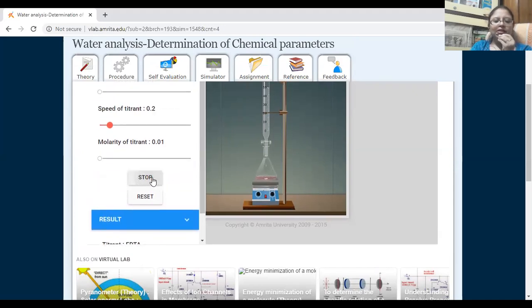Now you are starting the titration. When it turns blue, I'll stop the titration over here. So now the titration is taking place. Till now it is wine red. So let us see when it changes its color. So the titration is going on. You set all the parameters. You are using a virtual lab for this experiment.